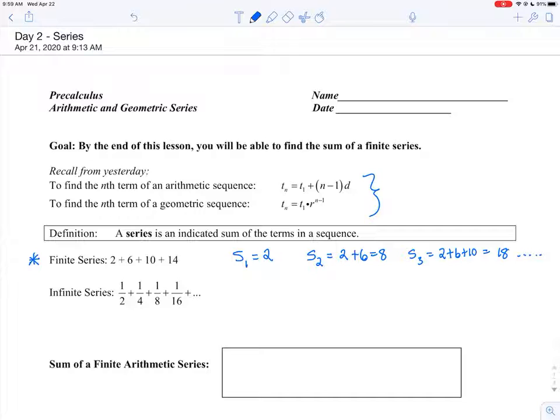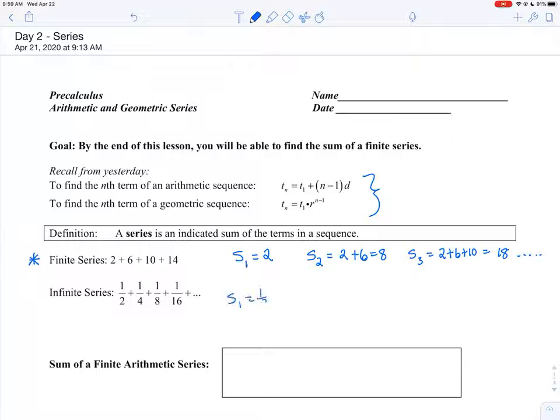Obviously, we want to have formulas for this stuff. We don't want to always just be adding up. Once we get to the first 3, it's fine. But if we start adding up the first 20 terms, the first 50 terms, 100 terms, you want to have a formula for this as opposed to just sitting there and adding these things all together. Infinite series, it's the same thing.